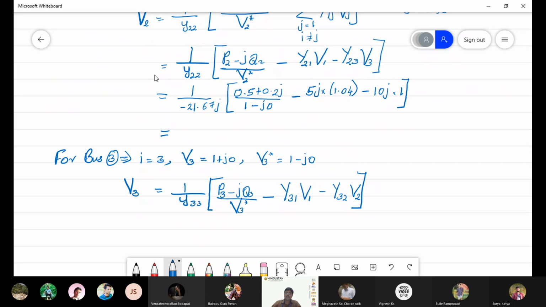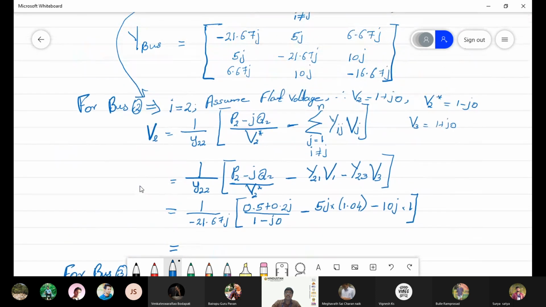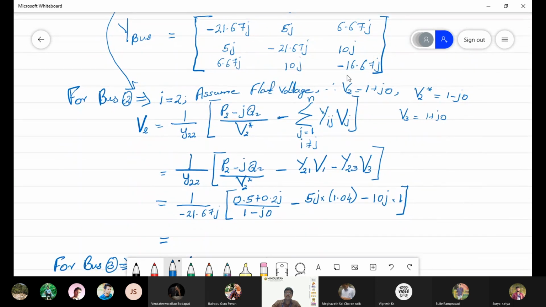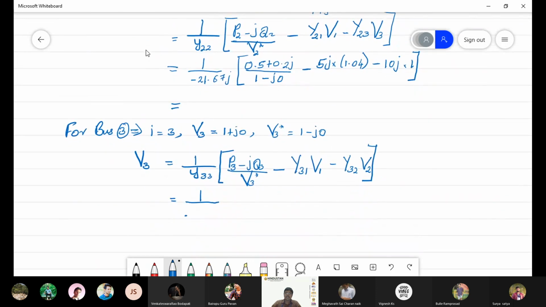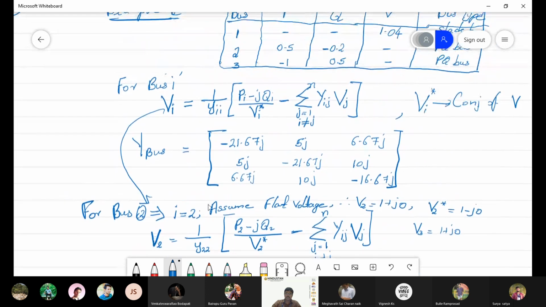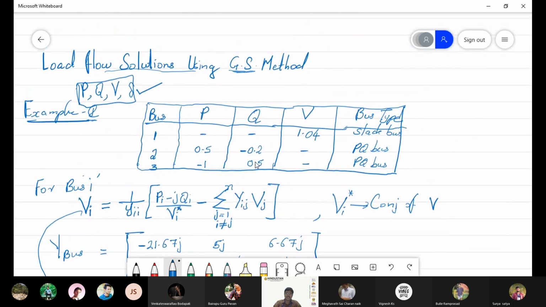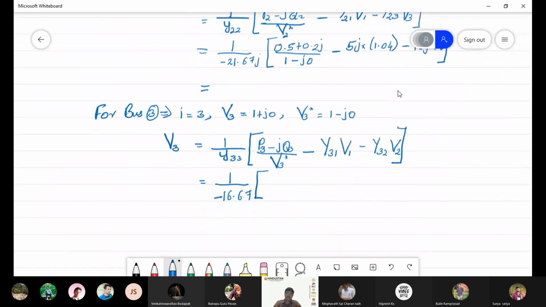Right, so once you close it, you can substitute the values in the next line, that is equal to 1 divided by Y33, whose value is given in the problem. I can see that Y33 is minus 16.67, right? It was given. And the next, P3 and Q3 values we need to find. Listen, the P3 and Q3 values are in the table. P3 value is minus 1 and Q3 value is 0.5, right? We are going to substitute that.